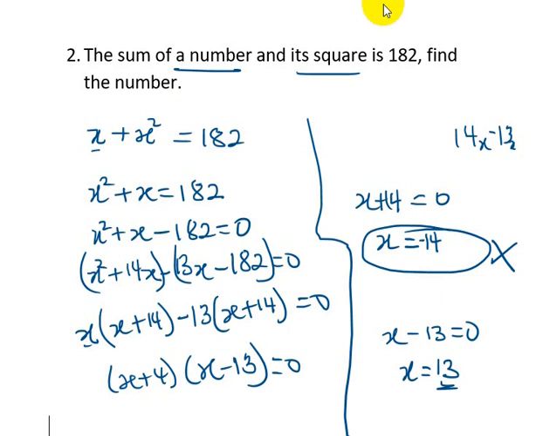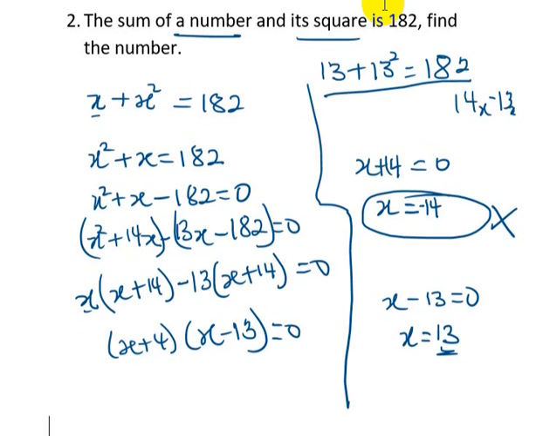But let's try 13. Now 13 plus 13 squared is definitely going to give us 182. So that is the answer for this question, that a number and its square is 182. I hope it is clear. Now let's move to the third one.